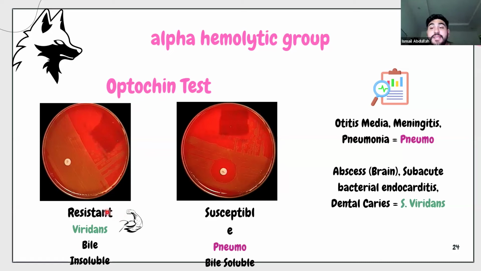Tamam? Now, clinically, how would it present to you? So if a child comes to you complaining of otitis media or meningitis or even signs of upper respiratory tract infection, like pneumonia of course, this will indicate that this might be strep pneumo. So you will do these different tests to make sure that it's actually strep pneumonia. Viridans is usually associated with abscesses, like brain abscess, liver abscess, subacute bacterial endocarditis, even dental caries as well. So this is how it really works.